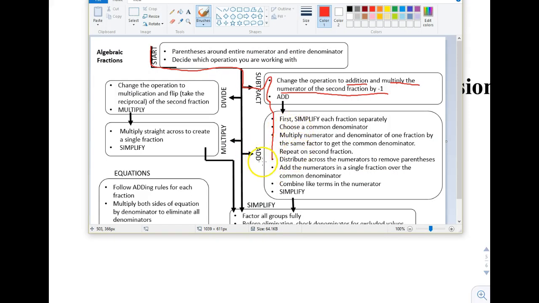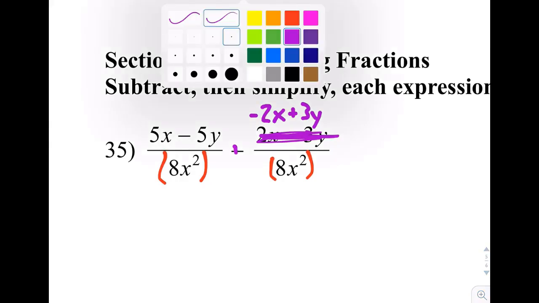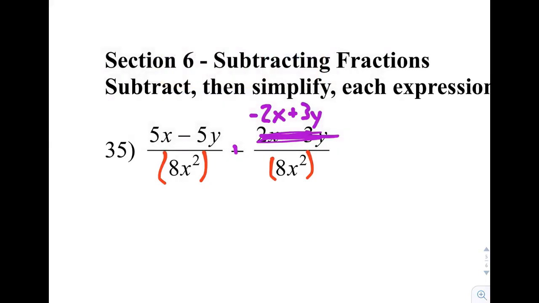It says now add the numerators in a single fraction over a common denominator. So add the numerators in a single fraction over the common denominator. That means we're going to combine what we have up on top. 5x minus 5y minus 2x plus 3y. We add straight across since it's an addition problem. All over 8x squared.